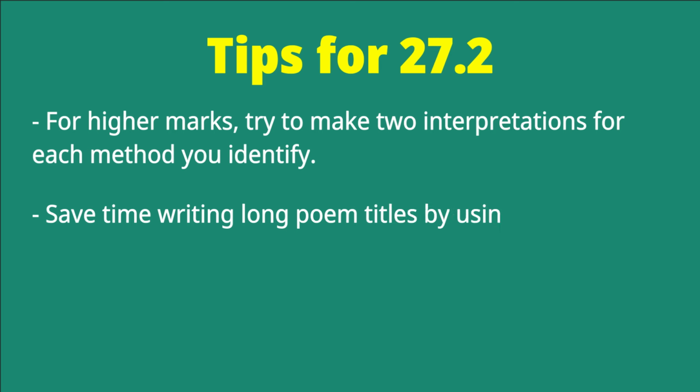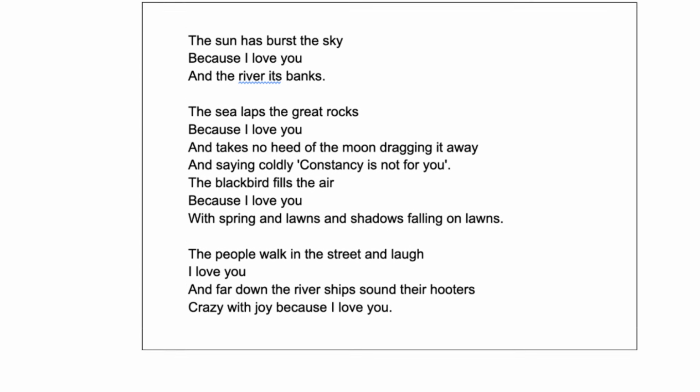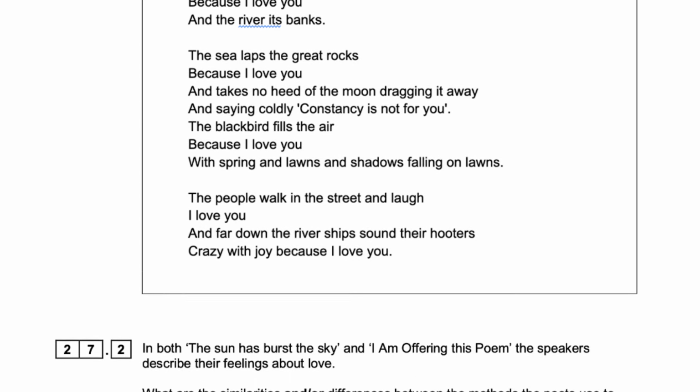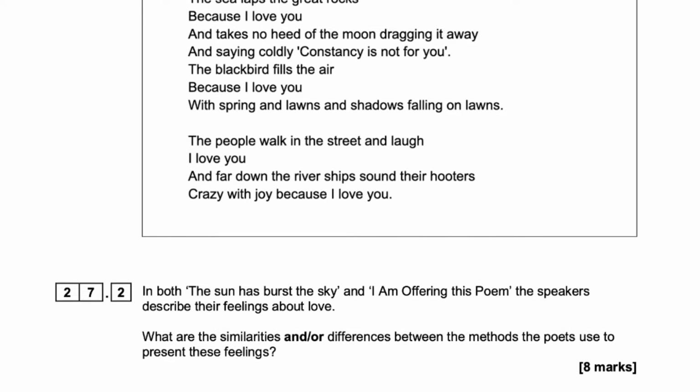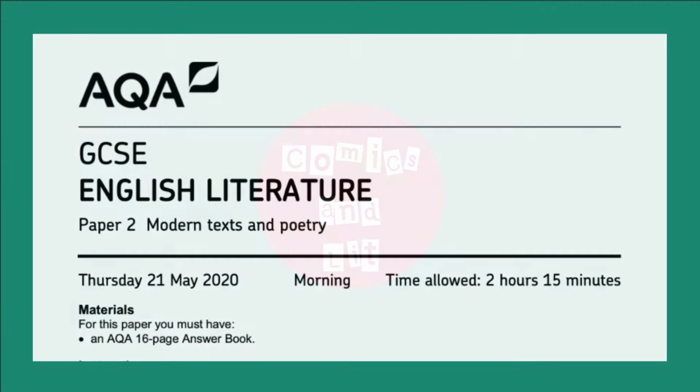Also, simply using the poet's surnames to save time rather than naming the long titles allows you to write quickly and get to the analysis quickly. This question is undeniably tricky, but it is possible to achieve high marks in a short response provided you know how you're being marked. So, that covers all the basic information for how to approach AQA English Literature Paper 2.